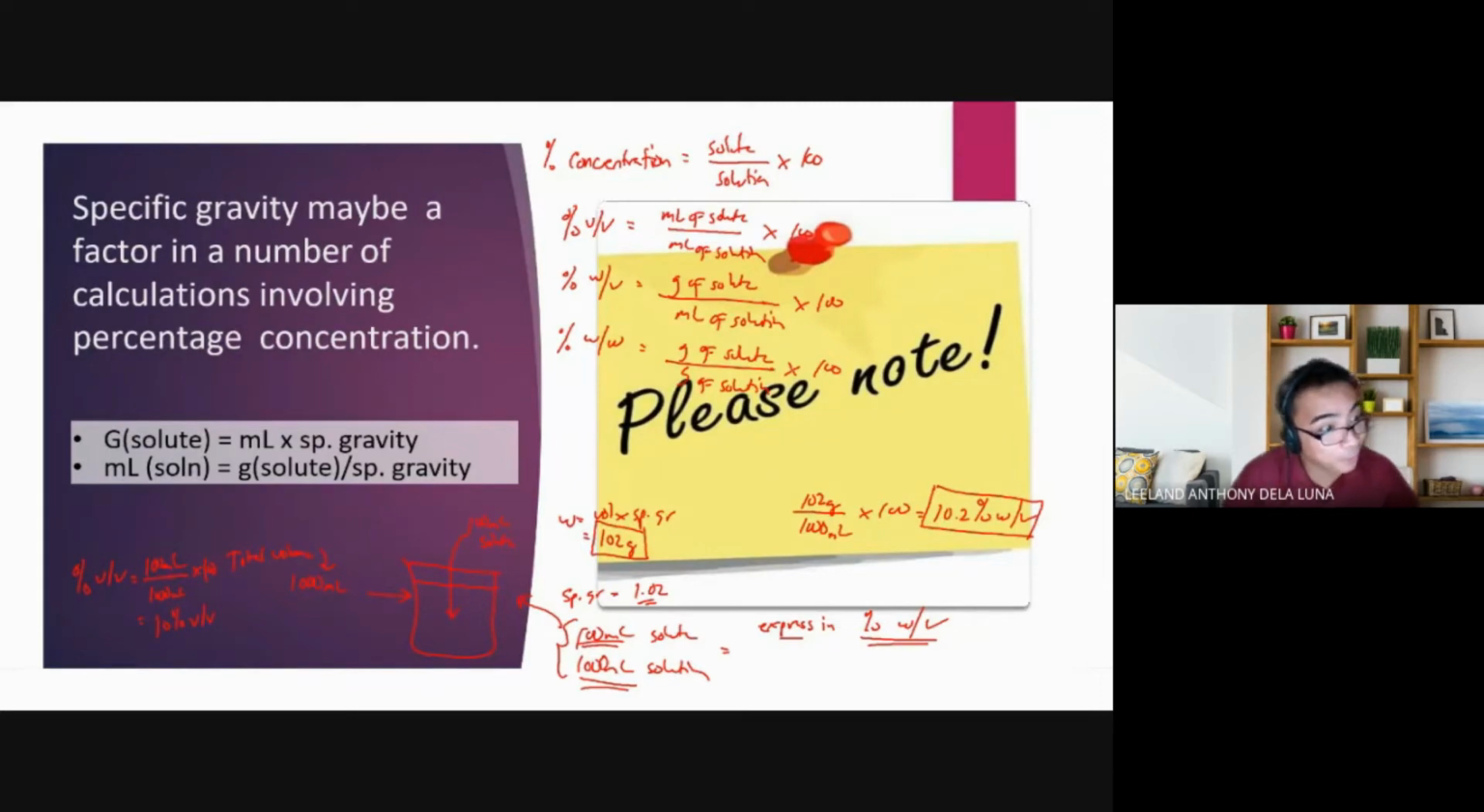Buti hindi nagloloko ngayon yung ating sulat-sulat. So are we good? Okay. Pwede na bang mag-next slide? Ay, wait lang. Okay. Si Miss Eva nag-ano eh. Okay lang yan, no problem. Okay? Pero don't worry, class. Also, nag-record ba? Okay, nag-record. Okay, edit ko lang to.